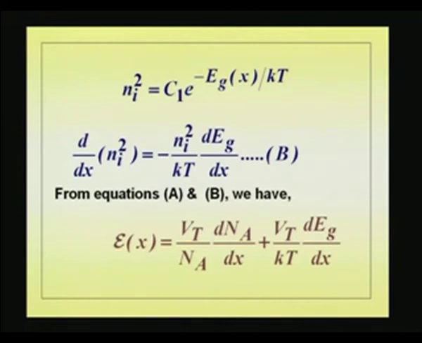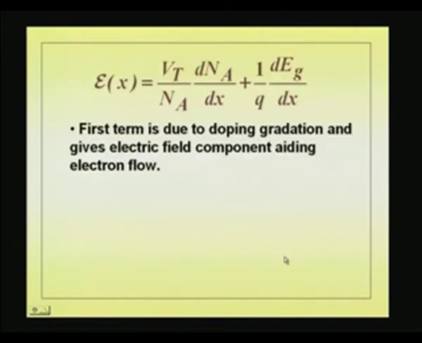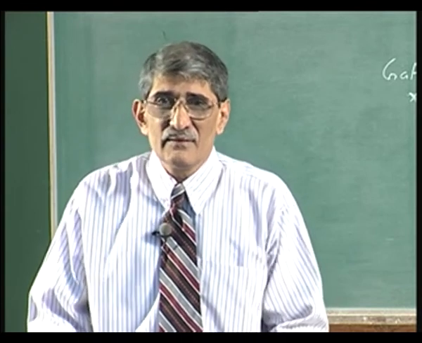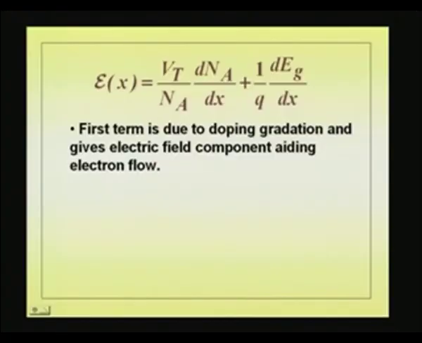You can also put this term, sometimes you will see this put as Vt is kT by q. So, that becomes 1 by q, so 1 by q dEg by dx. Okay. The first term is due to doping gradation and gives an electric field component aiding the electron flow, provided the doping gradation is in that direction from the emitter to the base collector, which is usually the case when you do diffusion. Take a substrate, diffuse from the top, doping is higher on the top. So, as you move down towards the collector, doping is reduced. Okay. So, that is aiding the electron flow.